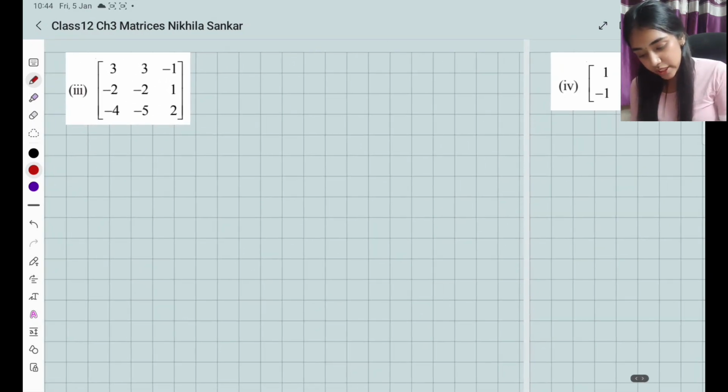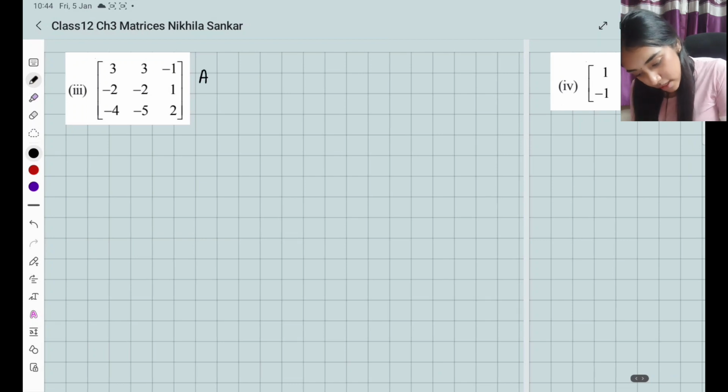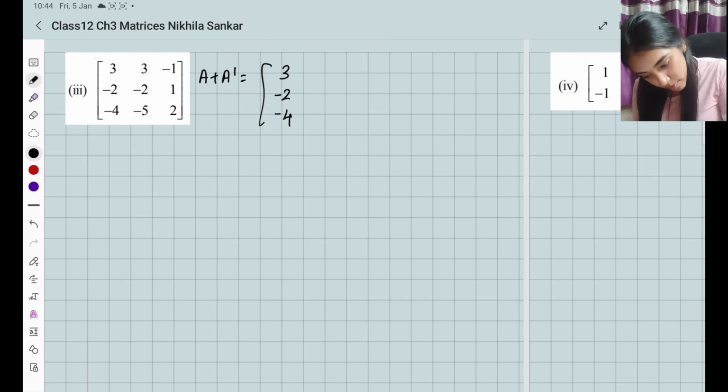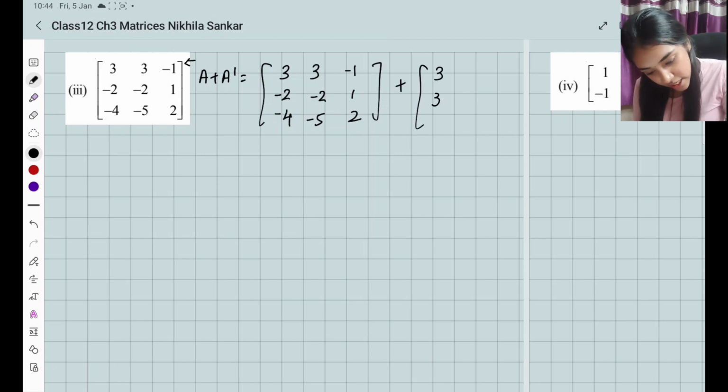Subsection 3. This is also going to be similar. So let me do A plus A transpose. So A is going to be 3, minus 2, minus 4, 3, minus 2, minus 5, minus 1, 1, 2. This is A plus A transpose. The first row becomes the first column. 3, 3, minus 1, minus 2, minus 2, 1, minus 4, minus 5, 2.